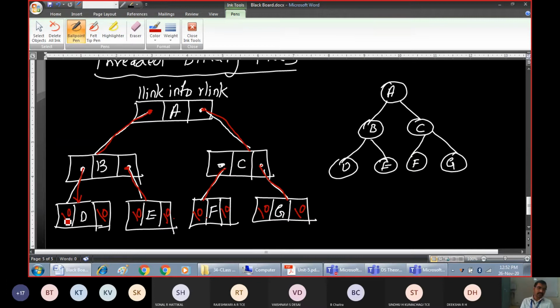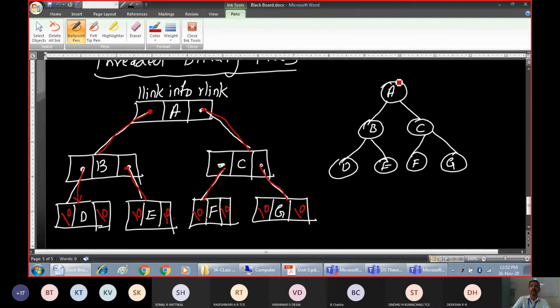And here, memory is unnecessarily getting wasted by storing null values. Now, you can see the null values are occupying memory which is of no use. It will not be useful for us to store the null values. But with the help of threads, we can make use of these memory locations.